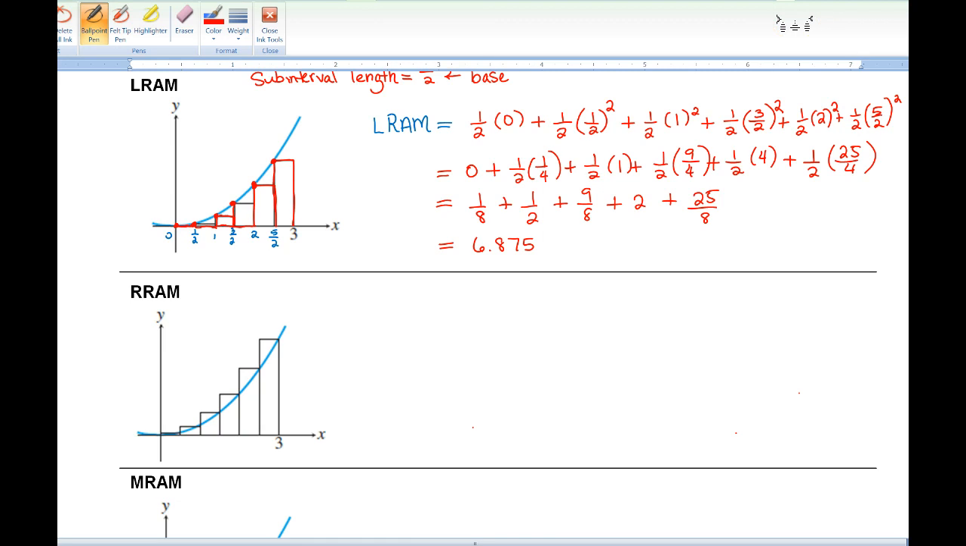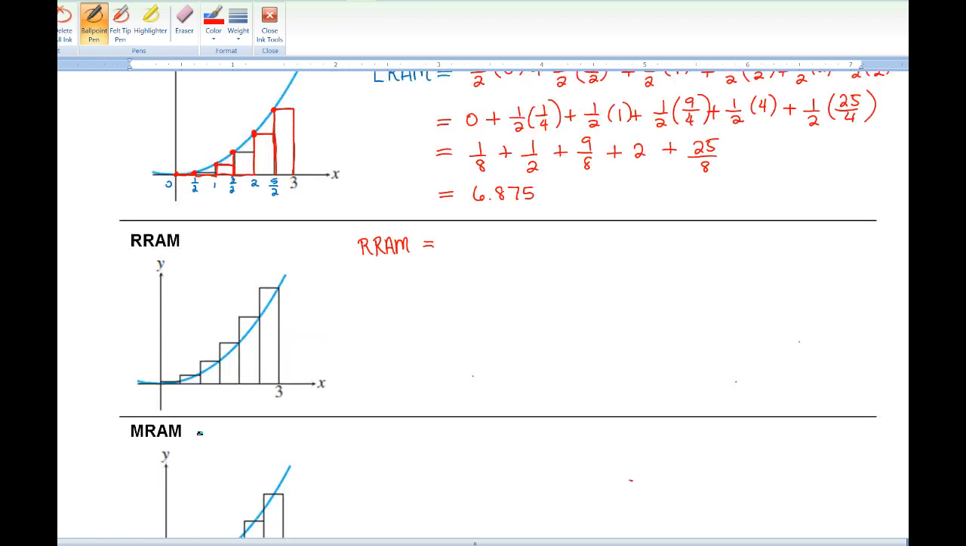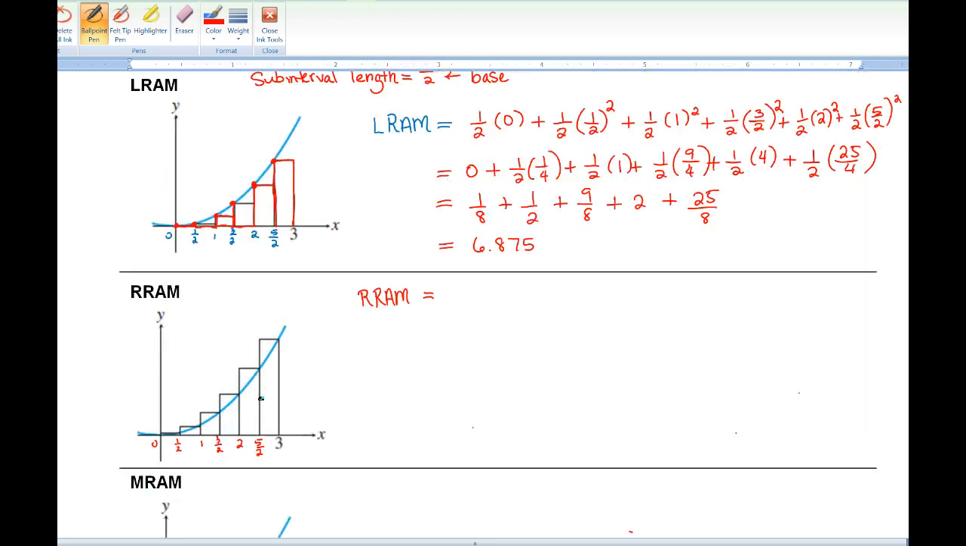Next, RRAM. So we're going to repeat the same process for the right-hand endpoints. In other words, if you look at each subinterval and you look at where the right endpoint will reach on the graph. So again, we have 0, here's 1/2, here's 1, 3/2, 2, 5/2, and 3. For each of these, the base is still going to be 1/2. If you want, you can take the 1/2 all the way out to the front and just multiply it. But just for right now, I'm going to leave the 1/2 as our base and the height.